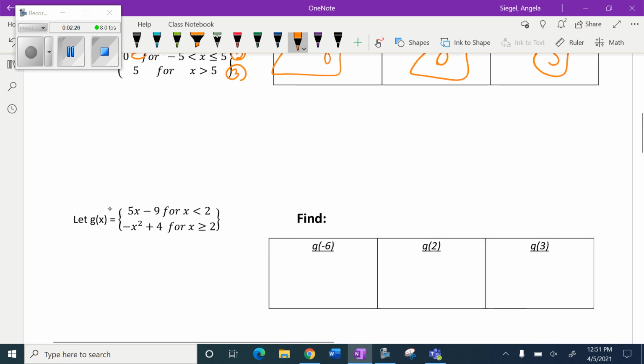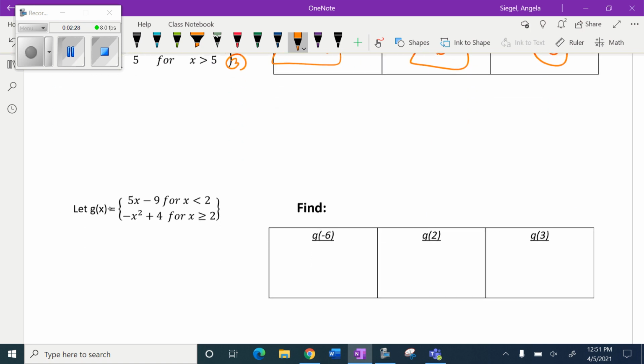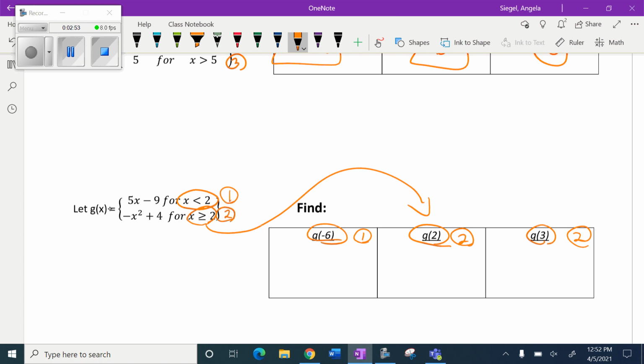Okay, so let's go to where we actually have to plug in something. I'm going to call this section 1, section 2. Go ahead and figure out which section each of these numbers goes in. Notice this is less than 2, so it doesn't include 2. This is greater than or equal to 2. That's why the number 2 goes in that second one and not the first one. Other than that, it should be pretty self-explanatory.